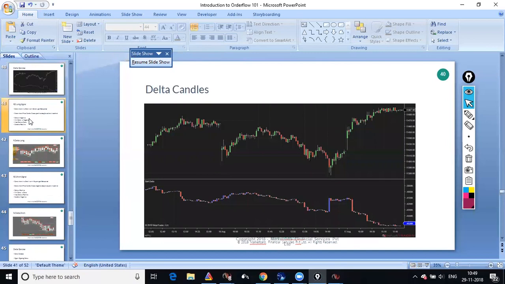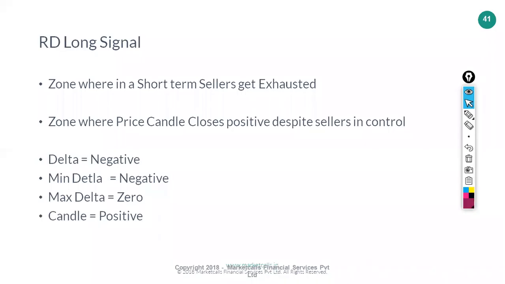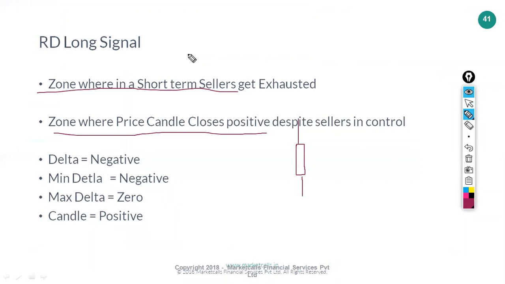So these are two momentum exhaustion patterns. One is the RD long signal. It is a zone where short sellers are getting exhausted. It is a zone where the price candle closes positive. After a sustained downtrend, you'll see that the candle closes positive.